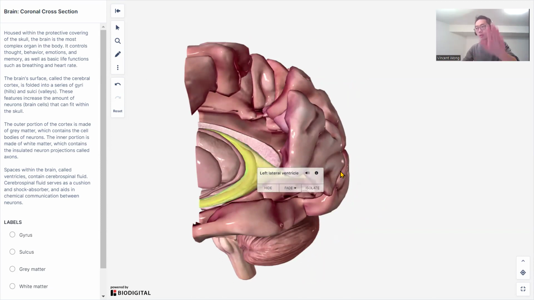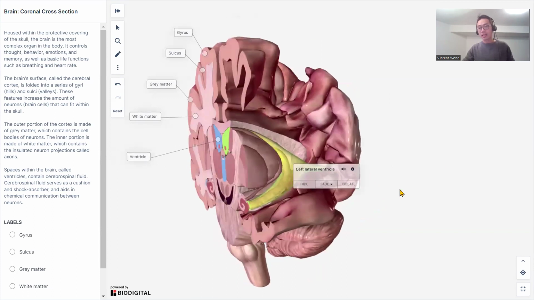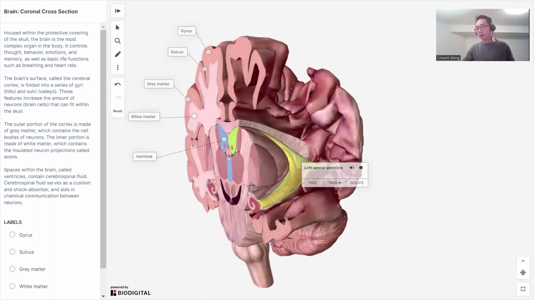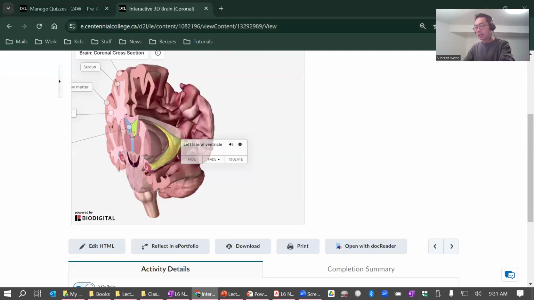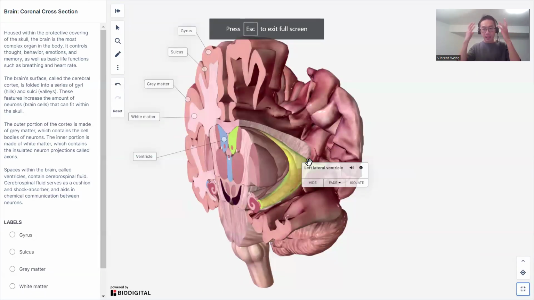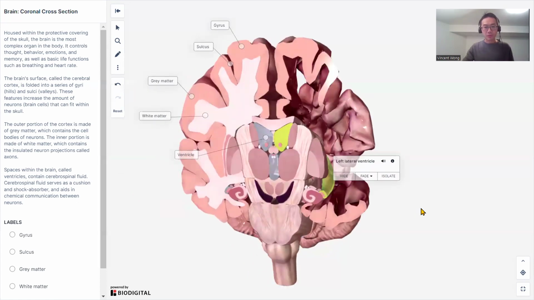Okay. This model is available online on eCentennial. Let me see if I can post a link here for you. I'll put it in the chat box. Okay, you have to play around with these things to help you visualize what goes where and so on and so forth. Okay, now take a look here.